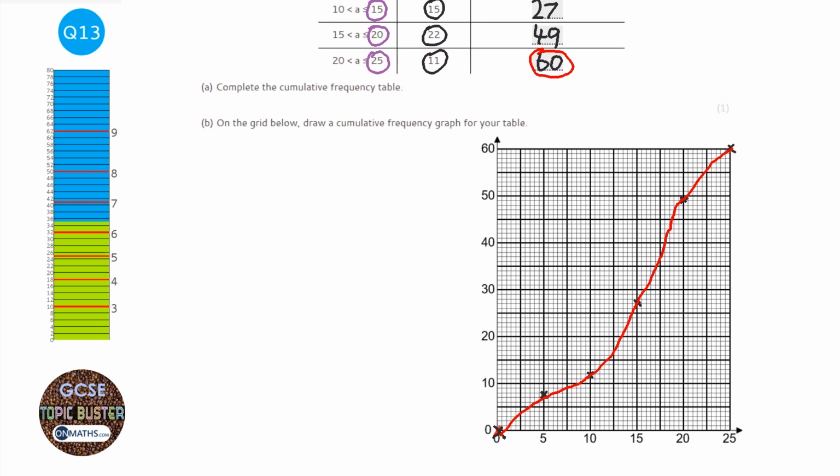Now the first thing you've got to figure out is what your graph goes up to. Now don't just rely on what the top of this bit is.